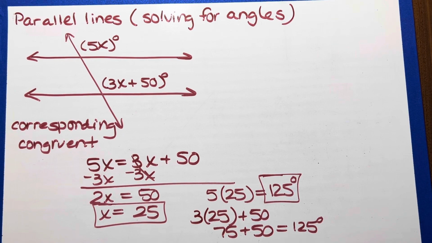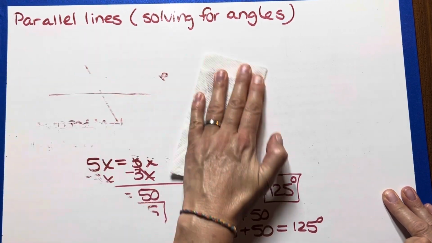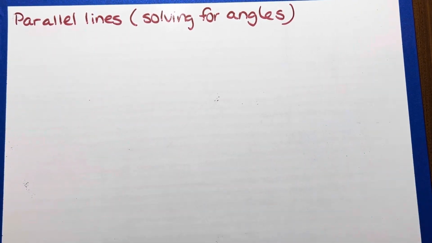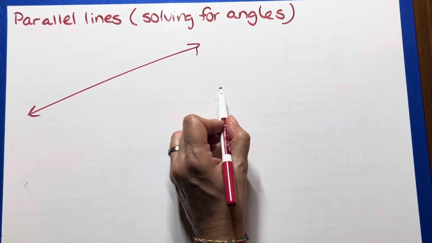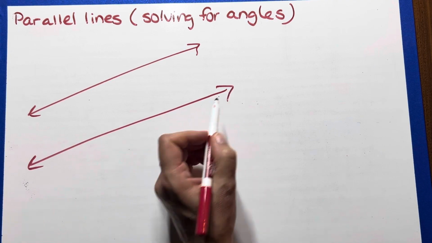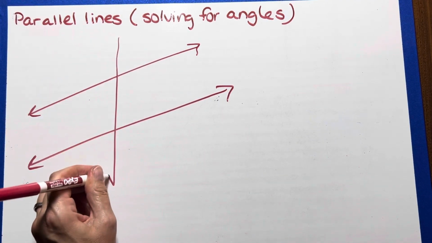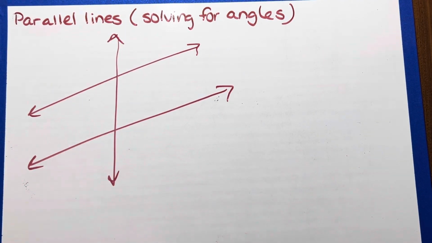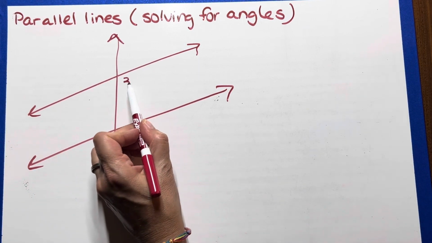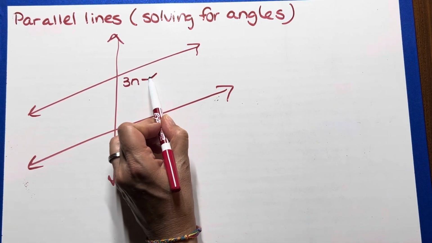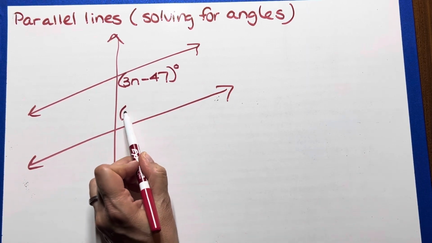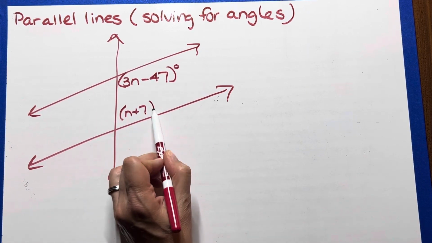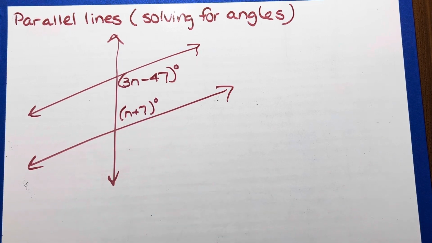So let's try another angle pair. We'll have a different diagram for this one. Let's have some parallel lines that aren't quite horizontal with a transversal cutting through them. Let's make this angle 3n minus 47 degrees. And this angle right below it, n plus 7 degrees.